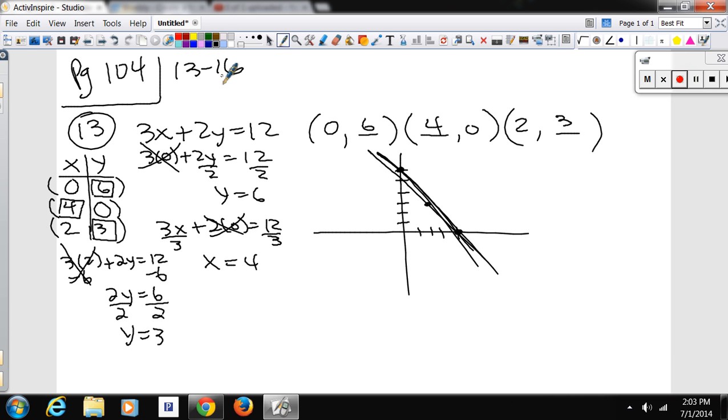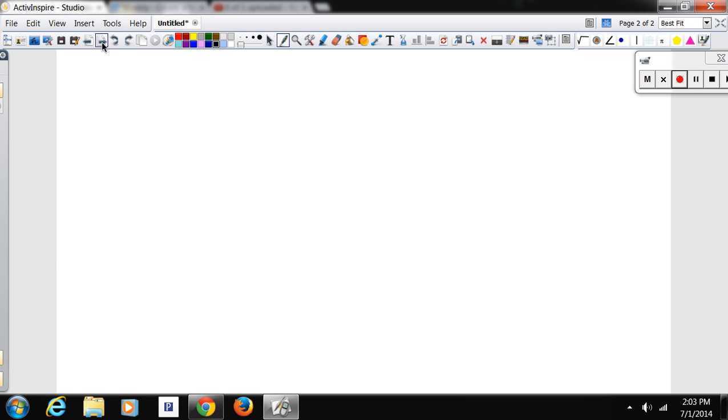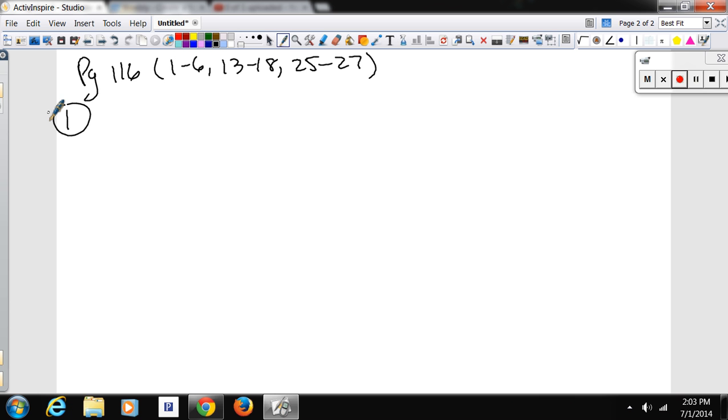Then we move to page 116. You're going to do 1 through 6, 13 through 18, and 25 through 27. I'll do number 1 for you. It's asking you to find the slope. If the line has no slope, that means there's a 0 on the bottom, then you just write a vertical line. Here's a little side note.